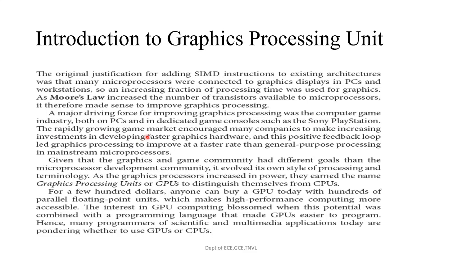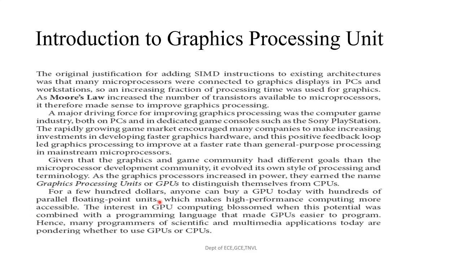The rapidly growing game market encouraged many companies to make increasing investments in developing faster graphics hardware, and this positive feedback loop led graphics processing to improve at a faster rate than the general purpose processing in mainstream microprocessors. Given that the graphics and game community had different goals than the microprocessor development community, it involved its own style of processing and terminology. As the graphics processors increased in power, they earned the name graphics processing units, or GPUs, to distinguish themselves from CPUs.